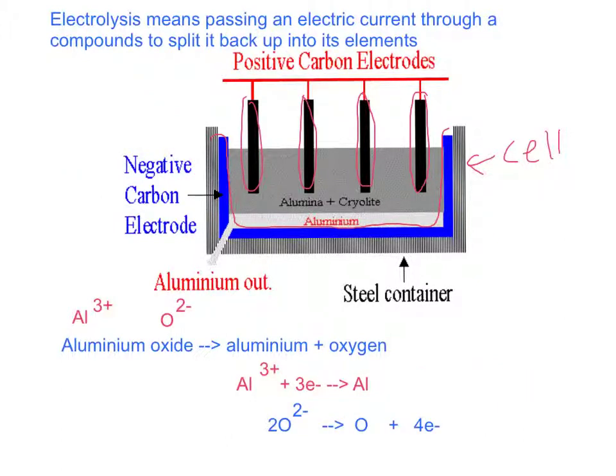A second complementary reaction happens when the oxide ions come into contact with the positive carbon electrode, and here they lose electrons. So we can see what happens. We have 2 oxide ions which become an oxygen molecule and give up 4 electrons. That's quite an important reaction to try and remember. It's 2 oxide ions producing an oxygen gas molecule. 4 electrons are released, and we say the oxide ions have been oxidized.